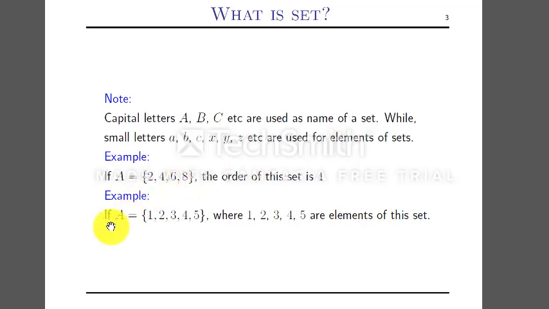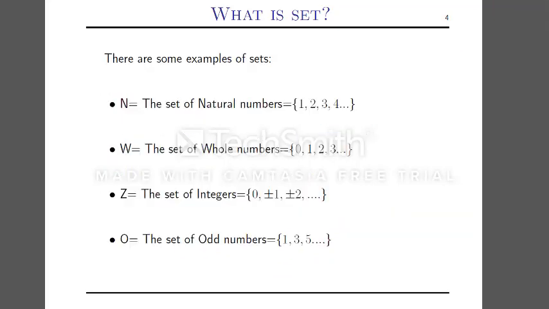There is another example. If there is a set A, then 1, 2, 3, 4 and 5 are elements of this set, and these 5 digits belong to this set. There are some examples of sets, and the following examples are subsets of the set of the real numbers, and we have already discussed these sets in detail in our class.